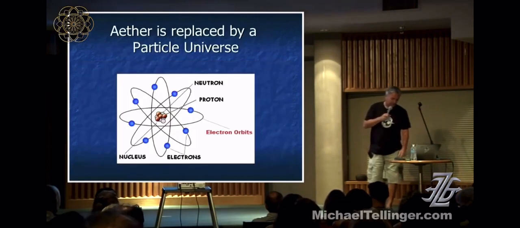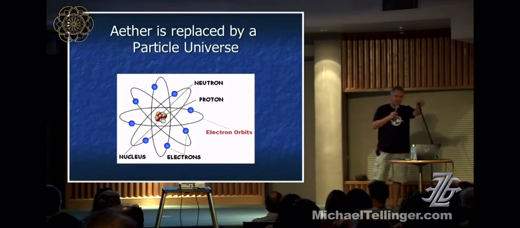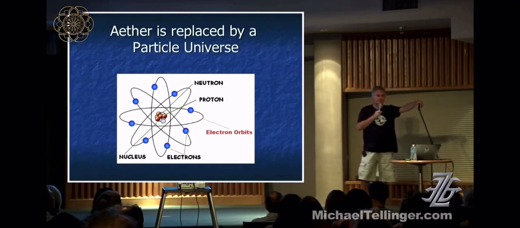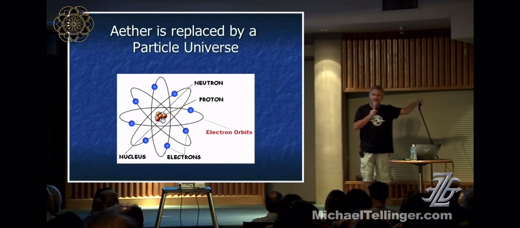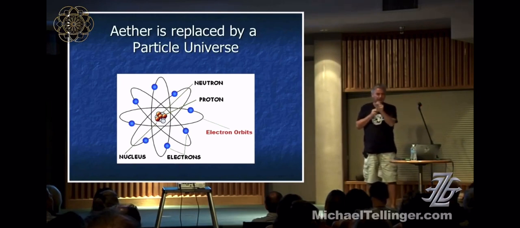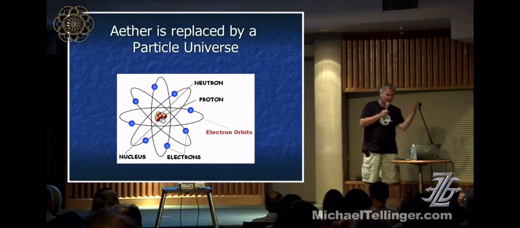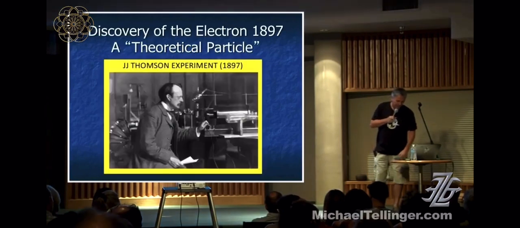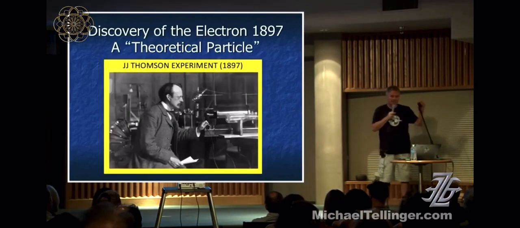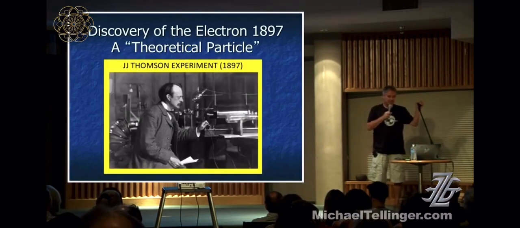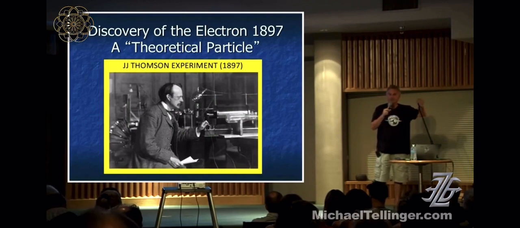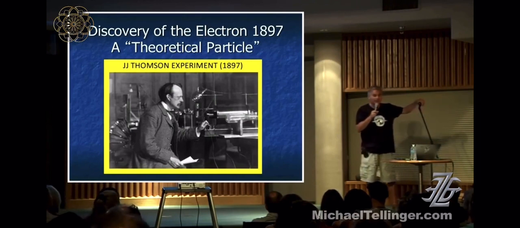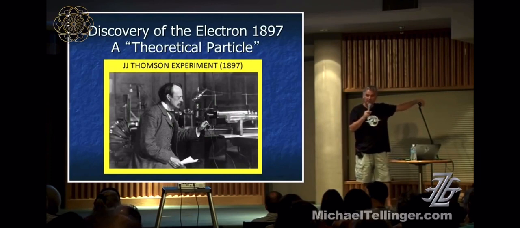What it does tell us is that the ether has been replaced by the particle physics universe. And we can start seeing the agenda that was put in place a few hundred years ago, starting with the concept of gravity that replaces magnetism. Then we start seeing the discovery of the electron in 1897, where J.J. Thomson discovers the theoretical particle, the electron. Never proven to exist, but the theoretical particle suddenly becomes a reality.